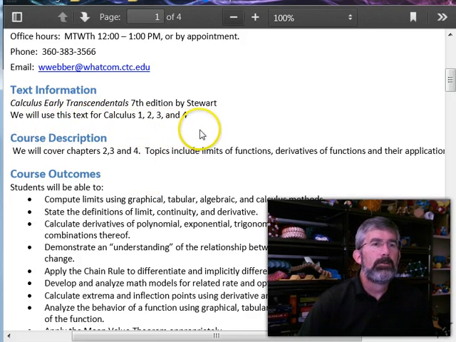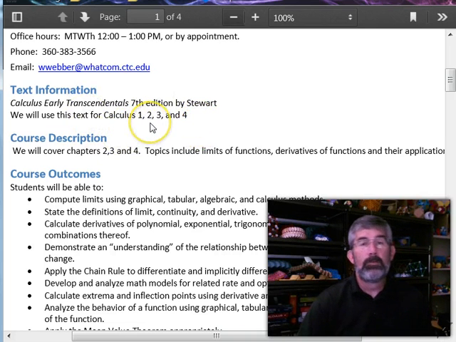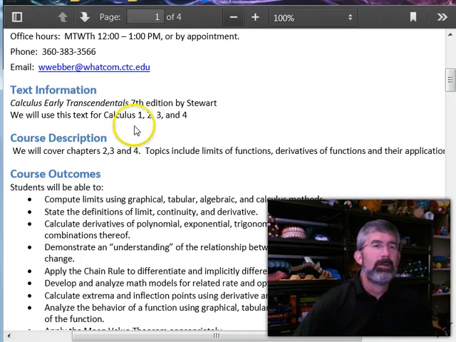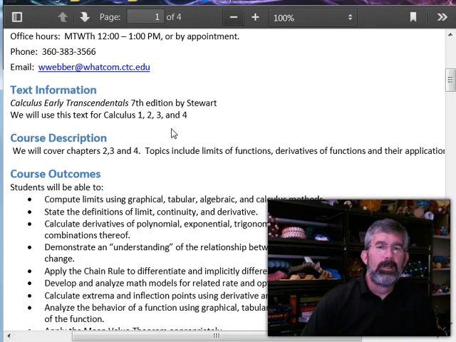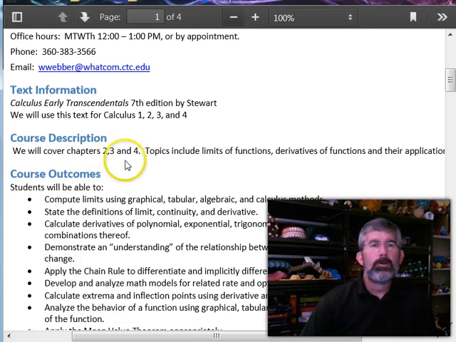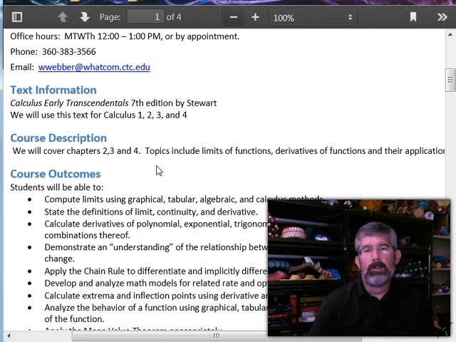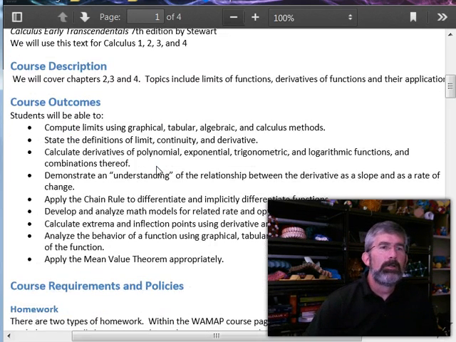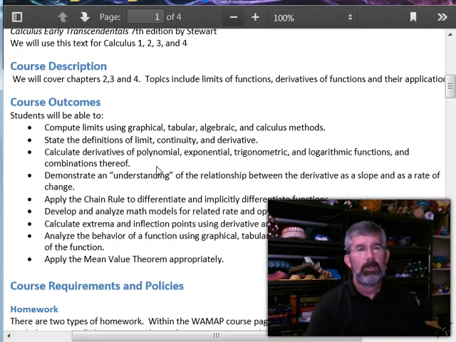This is the same text that you'll use for Calc 1, 2, 3, and 4 if you stick with us through all 4 of your calculus. We essentially do the whole book in 4 quarters. This quarter we do chapters 2, 3, and 4. We start with limits, and then the notion of derivatives, and then how you calculate derivatives, and what you do with derivatives. Right? There's a list of course outcomes here. These are the main topics that the department thinks you're going to learn by the time you get done with this class.